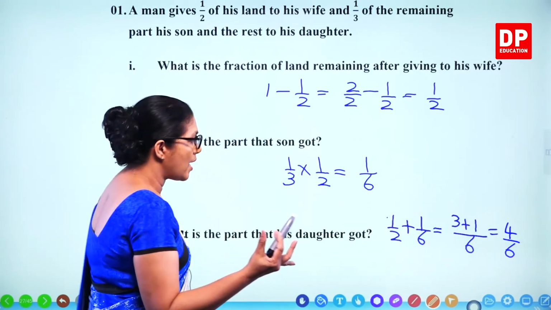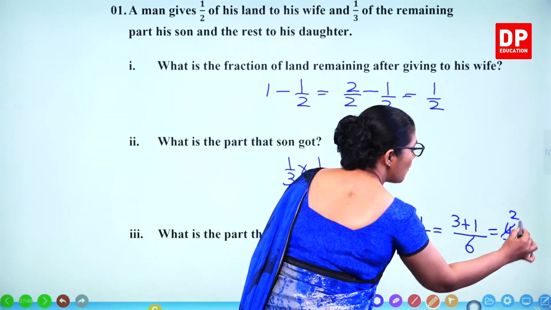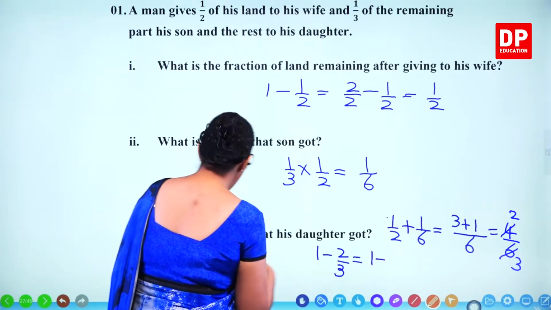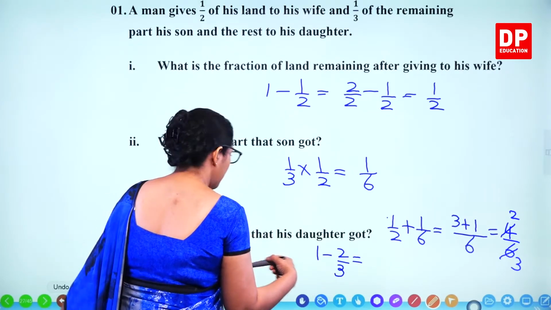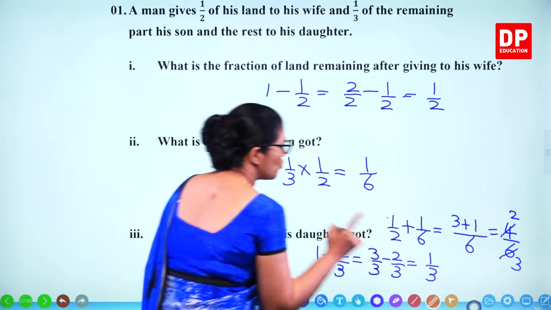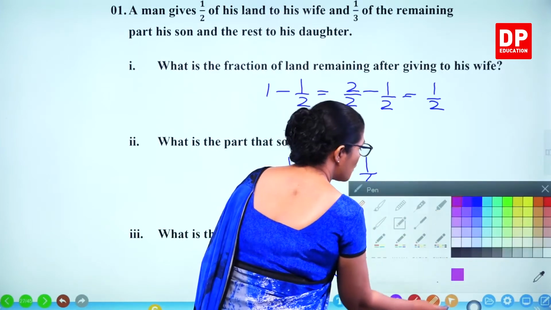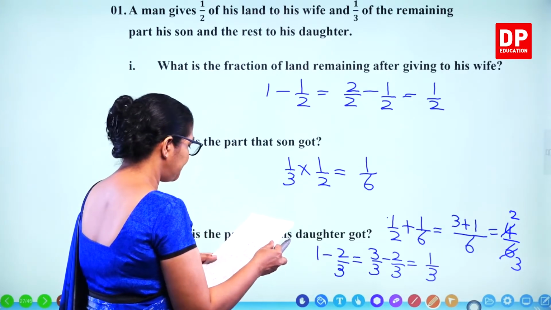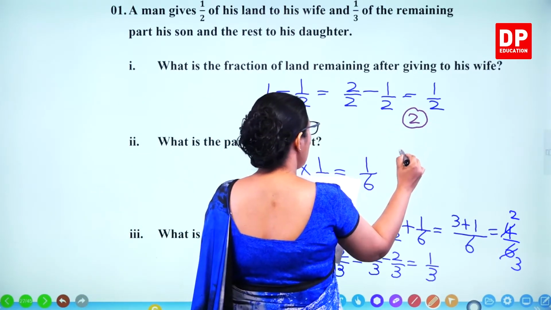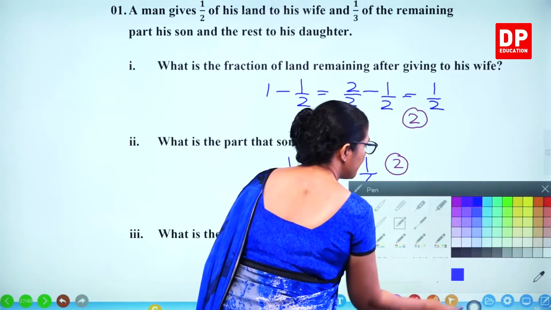So what's the remaining part? So remaining part means 1 minus. Here this one you can simplify. 2 and 3. 1 minus 2/3. 1 means you can write 3/3 minus 2/3. You get 1/3. So daughter gets 1/3 of the land. So how many marks for these 3 parts? So you are getting 2 marks here and 2 marks for this part and 2 marks for this. 6 marks already given.